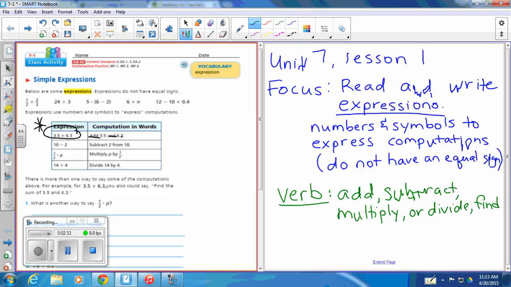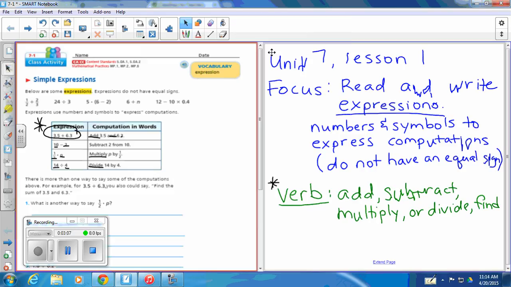Okay, going down to the next one, 10 minus 2 is how we would typically say that. But now what we want to turn it into is that computation in words. We're going to subtract 2 from 10. Notice how I'm always starting with the verb. What am I doing first? Okay, so for the third one down, I'm going to multiply P by 1/2. The last one, I'm going to divide 14 by 4. Okay, so those are some examples that you can go back to and look at to help you with that.